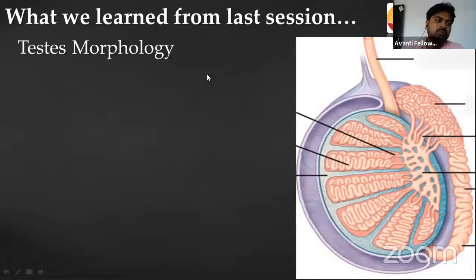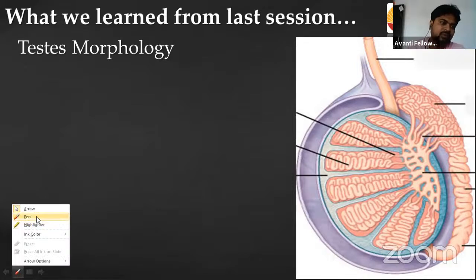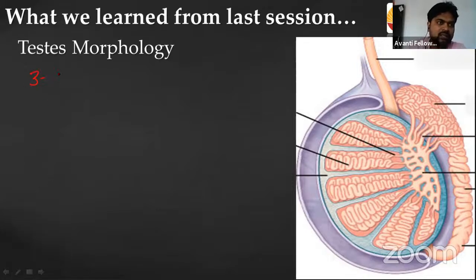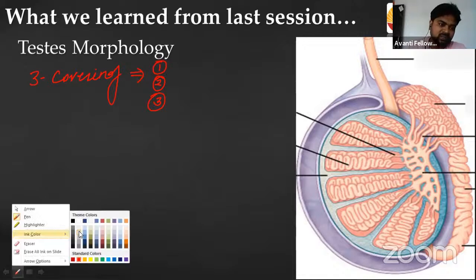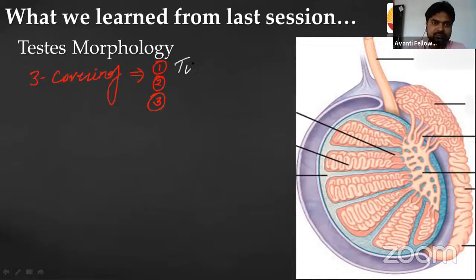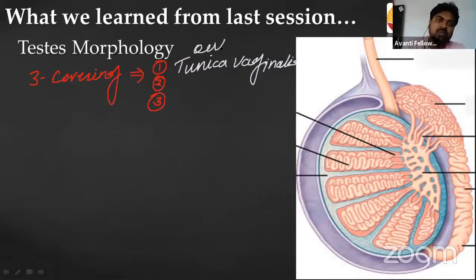We learned about the three coverings of the testes, which we saw in the last session, and these three coverings have different names. For example, the first covering is the tunica vaginalis, and it is the outer covering.